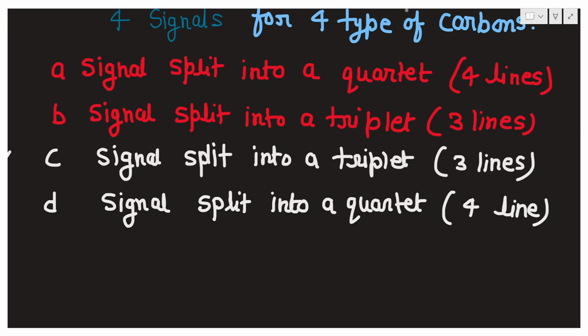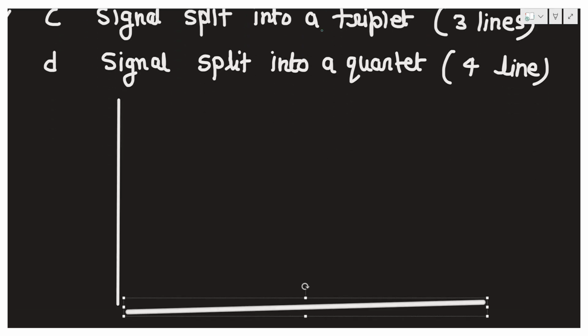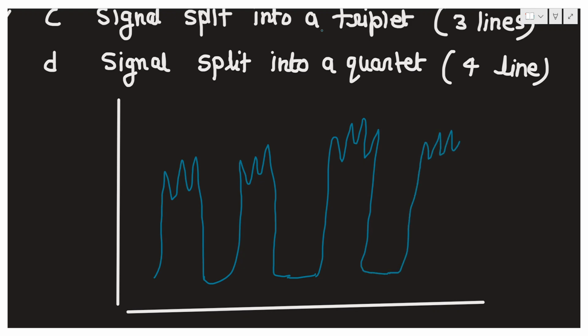So if you want to make it, you can make 4 signals. I am showing you how you will have to make it. You have to make 4 signals. One you are getting a triplet. In this way you are getting a triplet. Again you are getting another signal that is a triplet in this manner. And the third signal will be a quartet. Their positions may change. I am just showing you so that you can understand. Their positions will depend on the chemical shift. So in this way you are getting 4 signals. So this is the 13C NMR spectra of this particular compound.